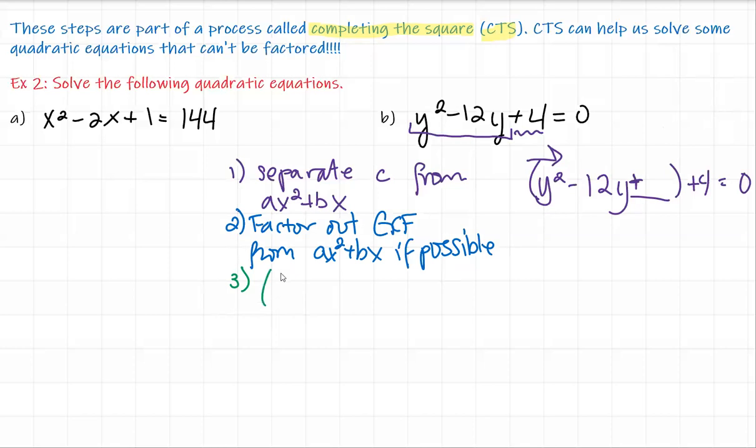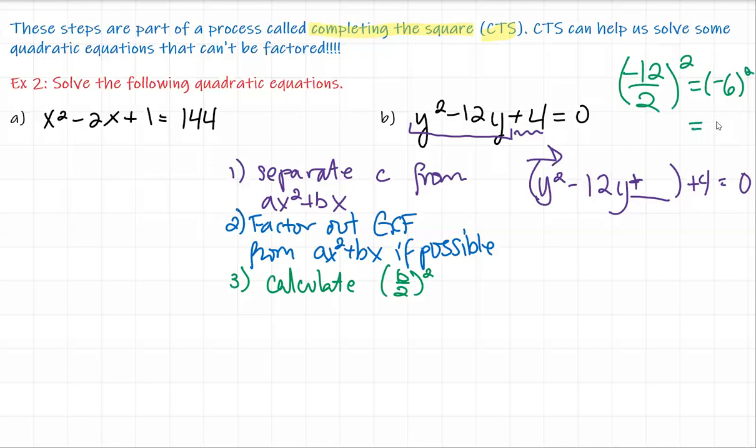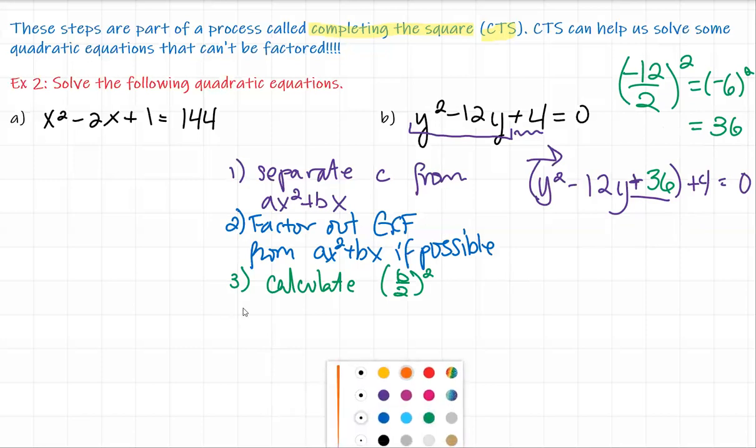Now here's where I was going to say what step 2 was. This is step 3. Calculate b over 2 squared. Okay, what's b over 2 squared? It's going to be negative 12 divided by 2, squared. That's negative 6 squared, which is 36. And so 36 is going to go here. But now what we need to do is balance. We need to find the balance in our lives. Okay, balance.